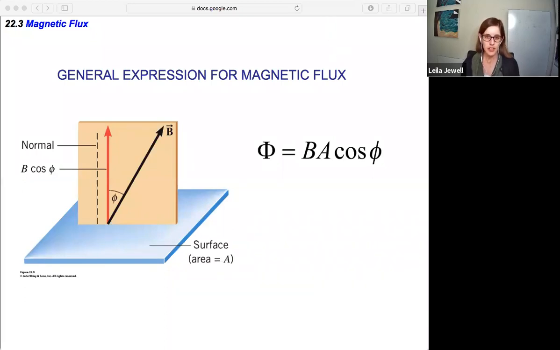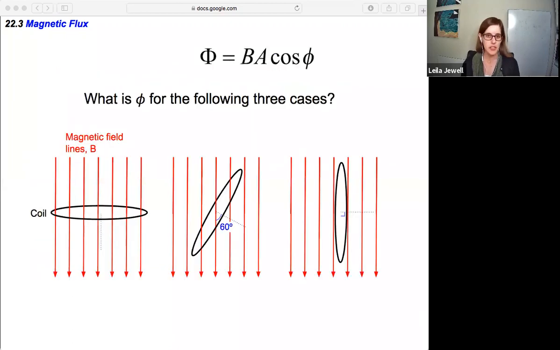Let's look at this for a few different cases to see if we can figure out this angle so that we can get some practice here. So what is the angle phi for the following three cases? I want you to look at this, see if you can come up with an answer for all three of them before you move on. So go ahead and pause the video now. All right, hoping you already came up with an answer.